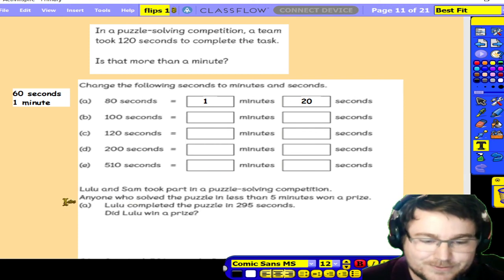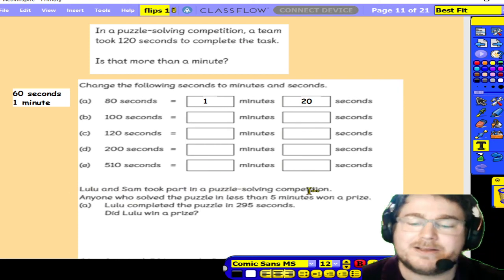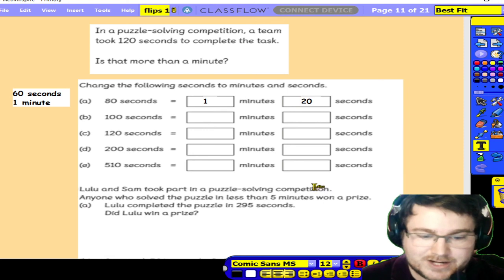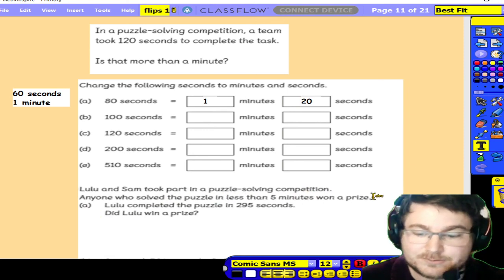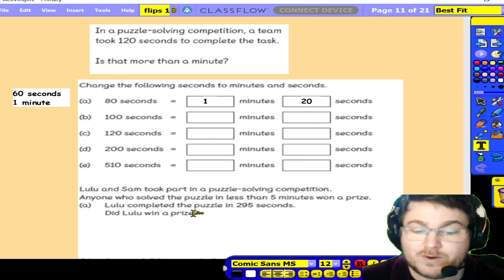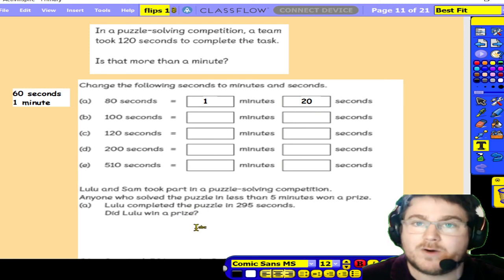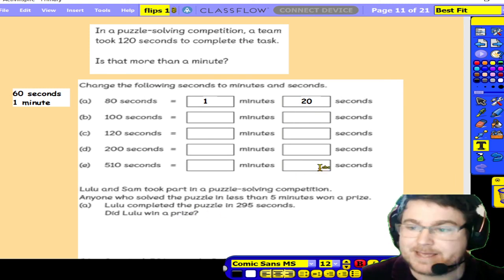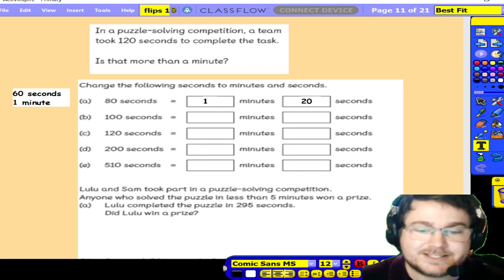And last of all, Lulu and Sam took part in a puzzle solving competition. Anyone who solved the puzzle in less than 5 minutes won a prize. Lulu completed the puzzle in 295 seconds. Very good. Did Lulu win the prize? And why? How do you get that answer? Okay, that's our challenges for today.